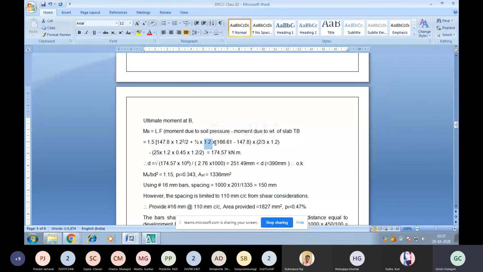So the spacing we are providing is 110 here. Why? From shear consideration we are reducing the spacing. Once you reduce the spacing, the PT value will be more. Once the PT value is more, it will be helpful in increasing the tau c value.